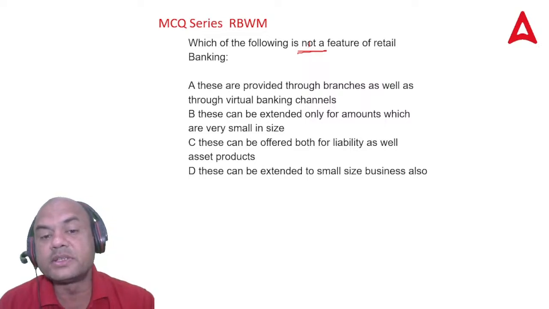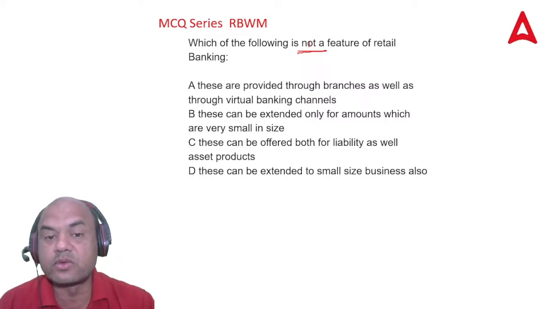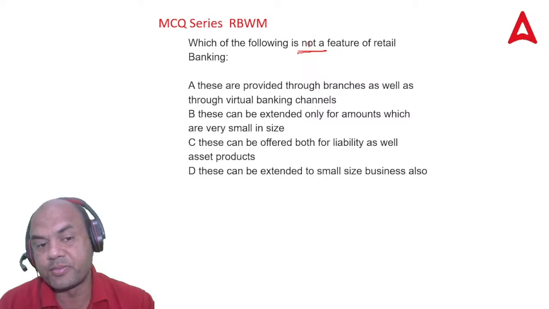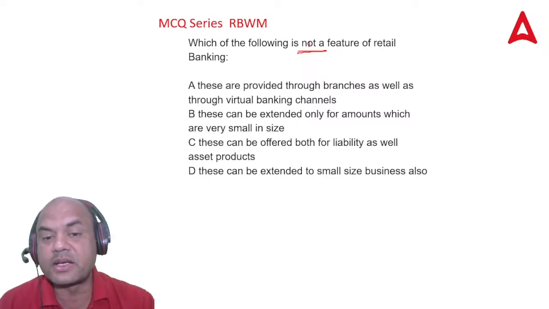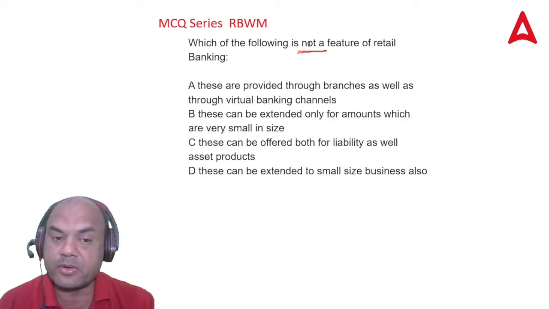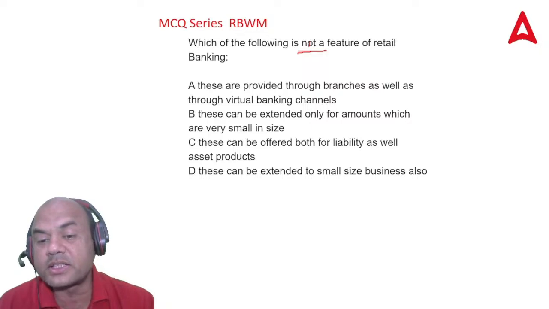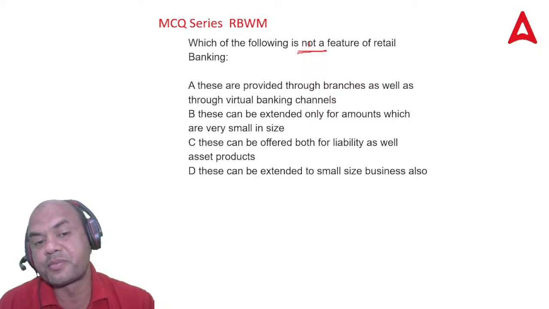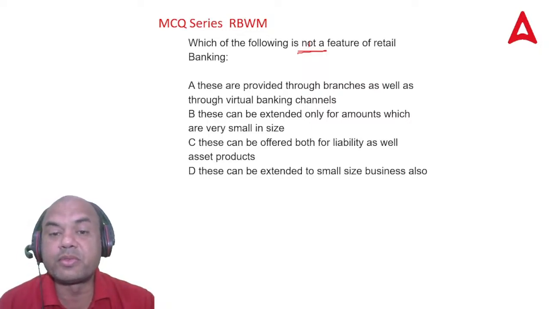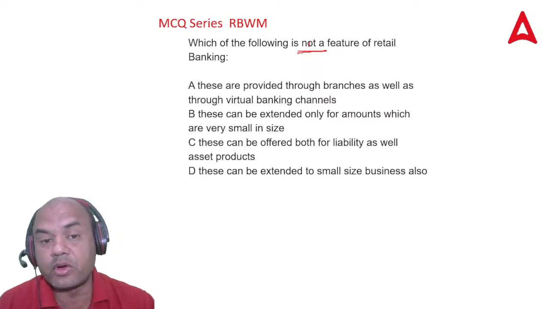A: these are provided through branches as well as through virtual banking channels. B: these can be extended only for amounts which are very small in size. C: these can be offered both for liability as well as asset products. D: these can be extended for small size businesses also. So which of them is not a feature? Not. Here you want not a feature.